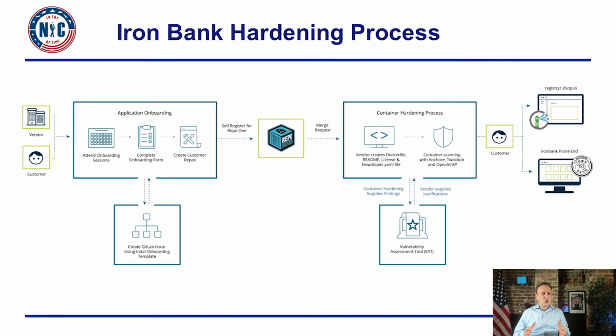We use 2 container scanner technologies, Anchore and Twistlock, to scan the containers for known CVEs. We found that using only 1 scanner wasn't good enough due to false positives or false negatives. So we combined the results of the 2 scanners into our vulnerability assessment tool. This tool was designed to provide a UI for vendors to justify the CVEs and findings so they can document how they plan on mitigating and addressing those CVEs.